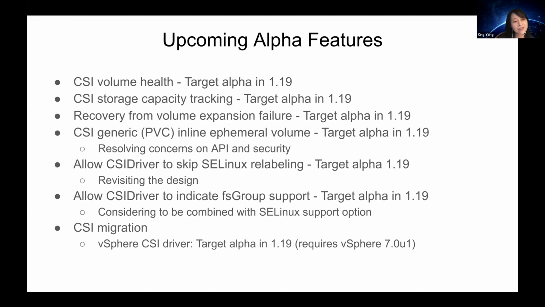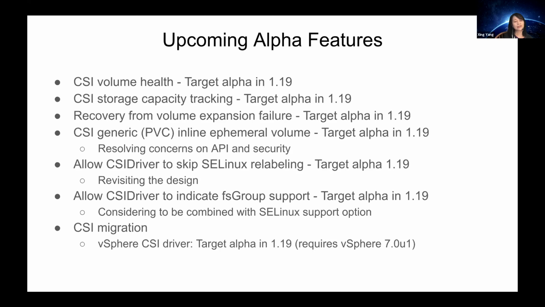And the next one is allow CSI driver to indicate the FS group support. This one is also targeting alpha in 1.19. It also has a new option added in the CSI driver spec to say whether we want to support FS group or not. But I think there are also some concerns and questions raised in the review about whether this should be combined with other options. So this one is also in question on whether it will be merged in 1.19.